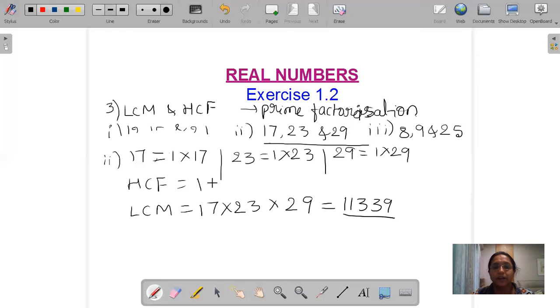Right? Sometimes we'll get confused. What is HCF? We are not getting any common number. But 1 is always common there. So that you have to write. Next, third one.